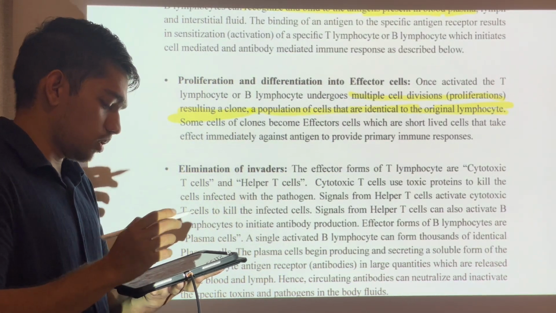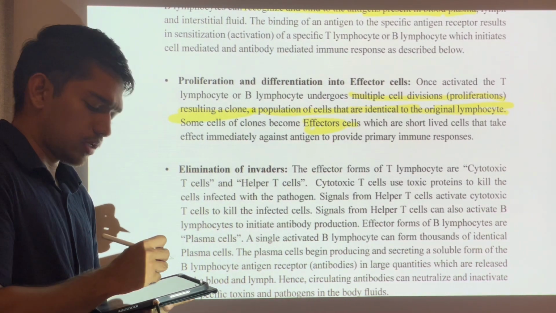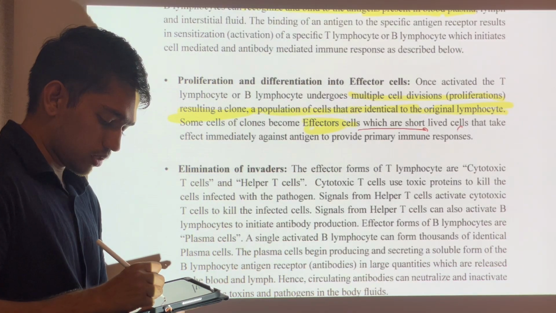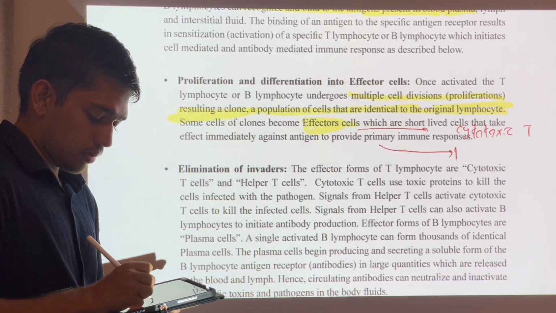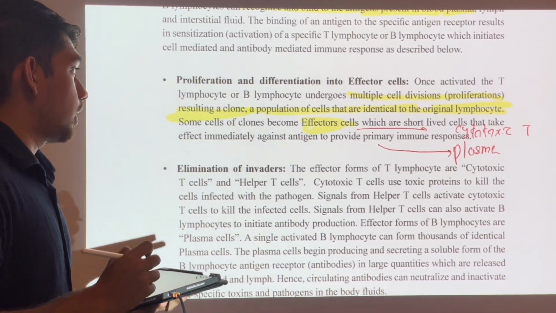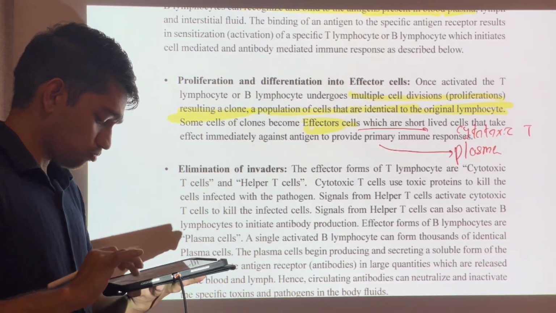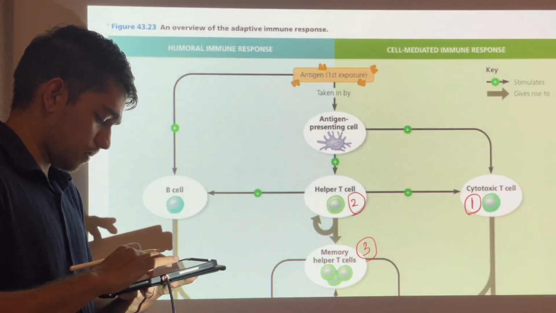Some of the cells of the clone are going to become effector cells, right? What is the effector cell of your T lymphocyte? They are cytotoxic T cells, no? Or it can be plasma cells. There are two effector cell types. Or they can become memory cells. We'll come to that later. Right? So this is the diagram. I will come to that diagram again.